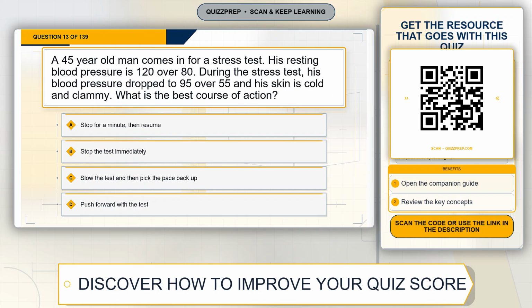Question 13. A 45-year-old man comes in for a stress test. His resting blood pressure is 120/80. During the stress test, his blood pressure dropped to 95/55 and his skin is cold and clammy. What is the best course of action?